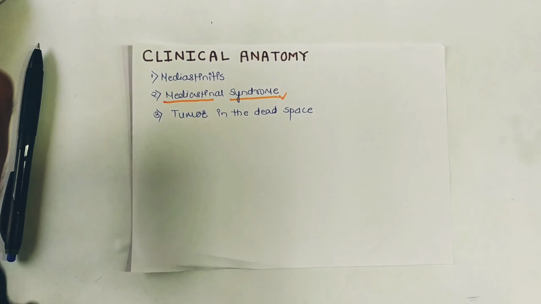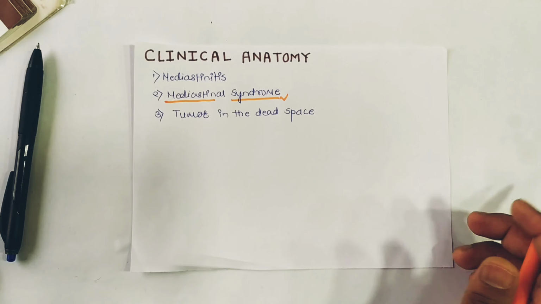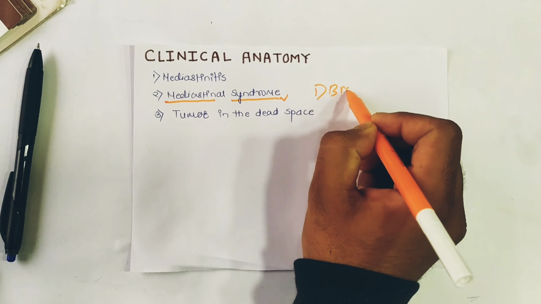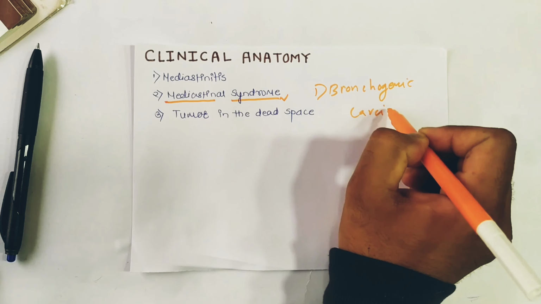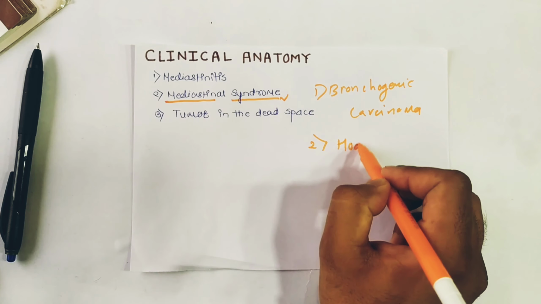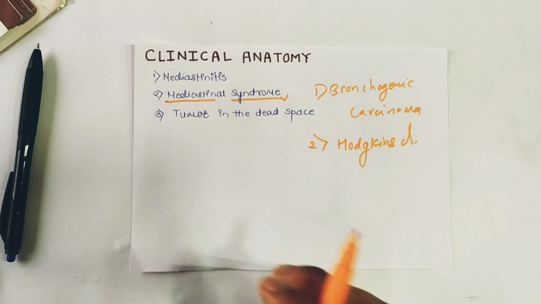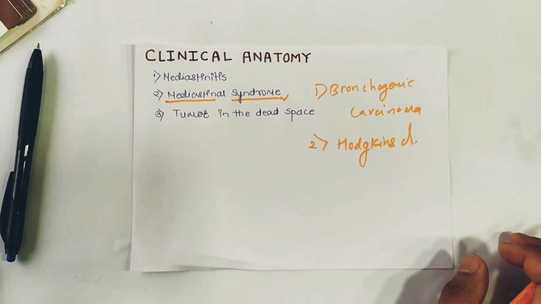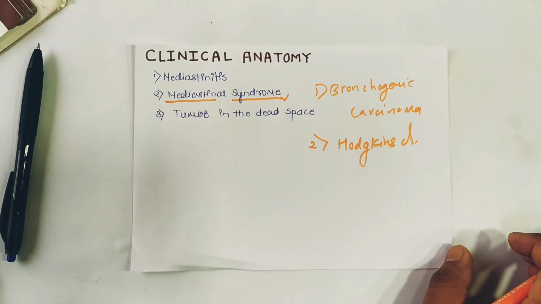The common causes of mediastinal syndrome are: one, bronchogenic carcinoma; second, Hodgkin's disease; and third, enlargement of mediastinal lymph nodes, as well as aneurysm and dilatation of the aorta. So these are the clinical anatomy. We can also include a tumor in the dead space. So this is the clinical anatomy of the mediastinum.